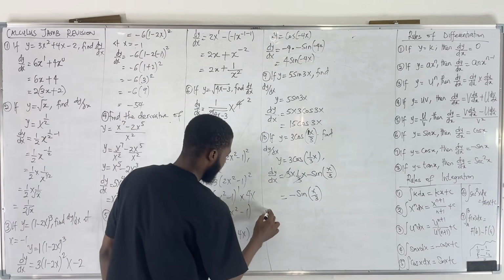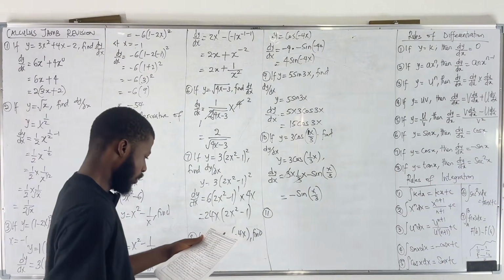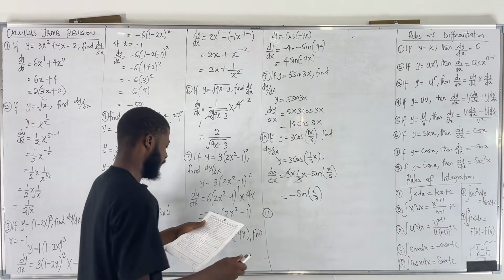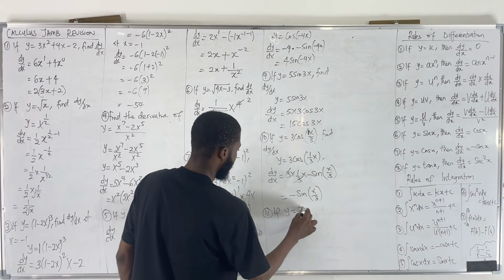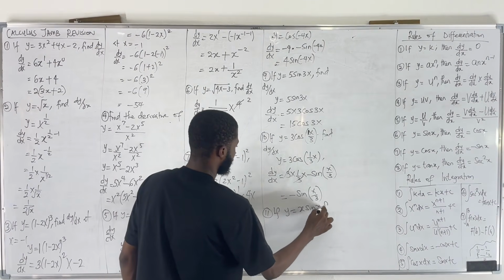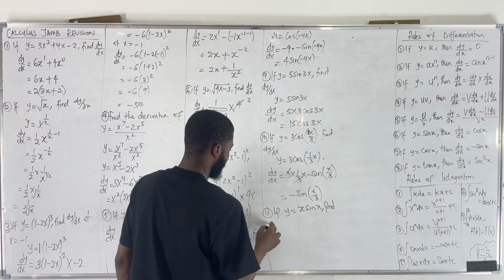That's number 10. Number 11. Number 11, we're close to the end of all of this. If y is equal x sine x, find dy/dx.